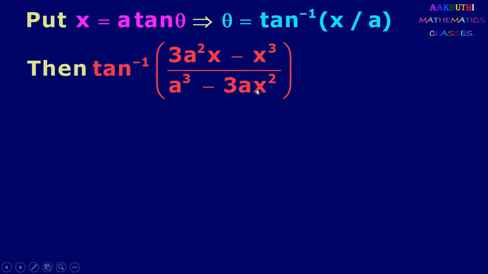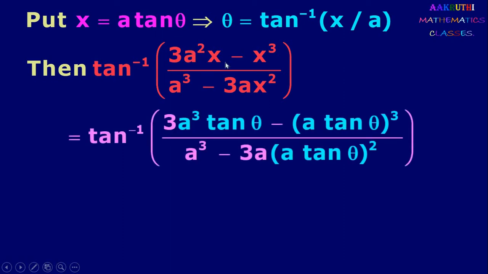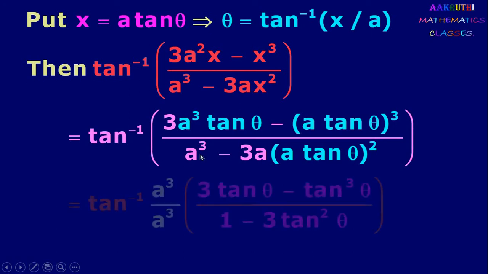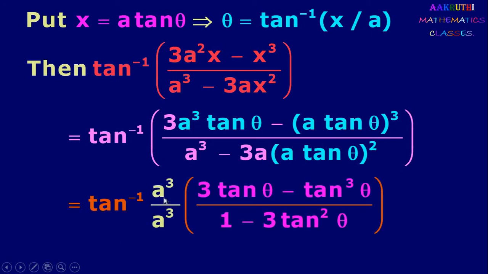So here substitute x equal to a tan theta. We get tan inverse 3a square into a tan theta. It is a cube tan theta minus a tan theta whole cube divided by a cube into 3a into x square. X square is a tan theta whole square. So here a square into a tan theta is a cube tan theta. Now here a cube is common and we can take a cube outside. So it is tan inverse a cube into 3 tan theta minus tan cube theta divided by, here also a cube common, 1 minus 3 tan square theta.